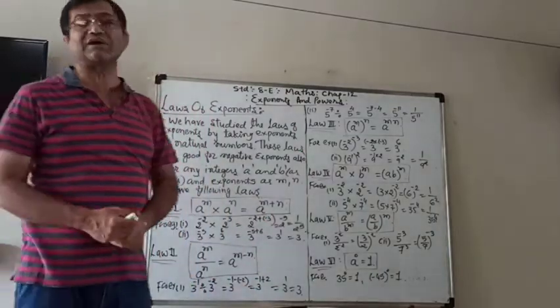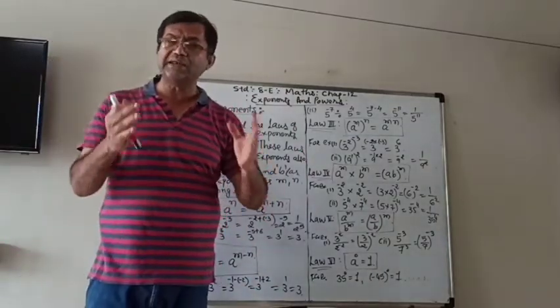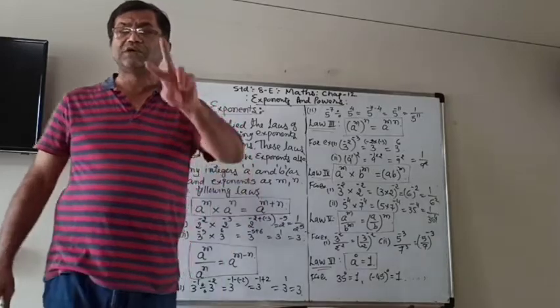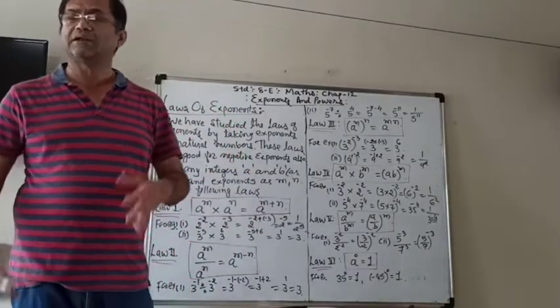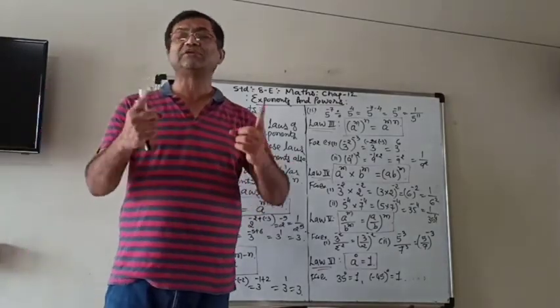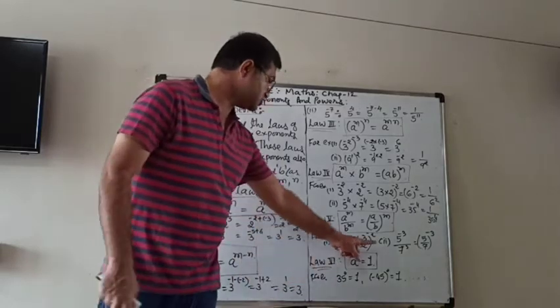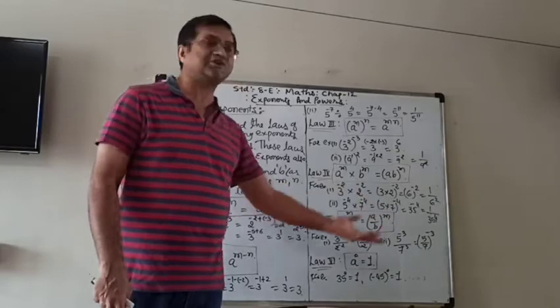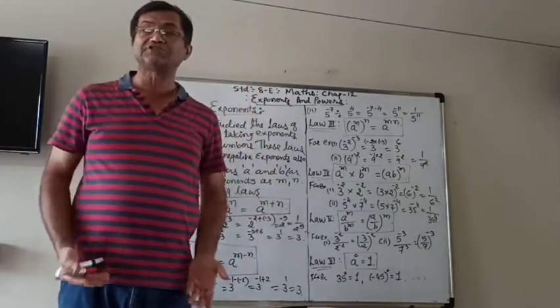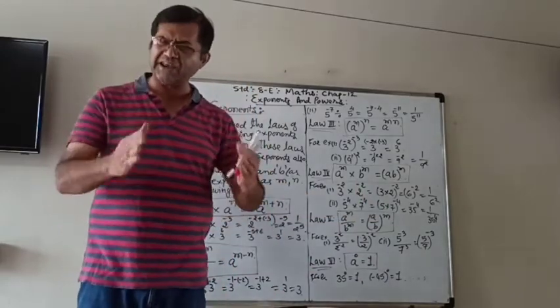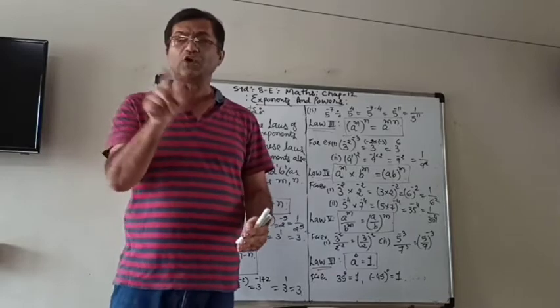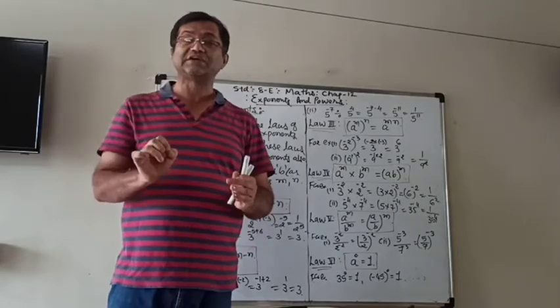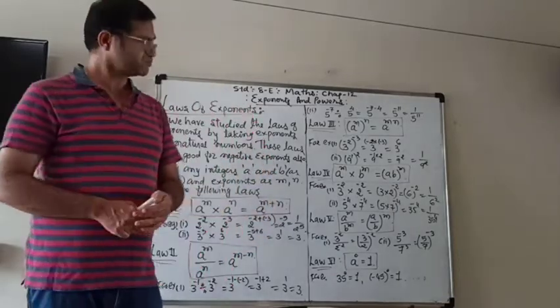And the last rule is very simple. Any number if it has 0 power, then the answer will be 1. So a raised to 0 is equal to 1, means 35 raised to 0 is 1, minus 45 raised to 0 is equal to 1, 1000 raised to 0 is equal to 1. Means any number that has power 0, then the answer is equal to 1.